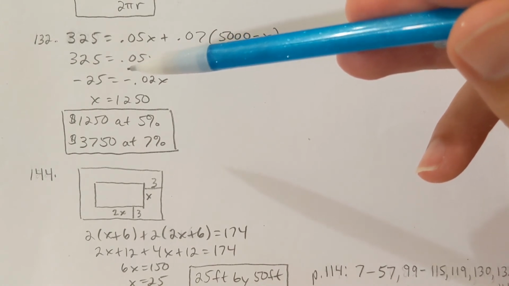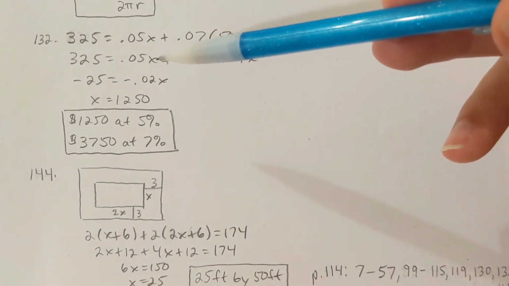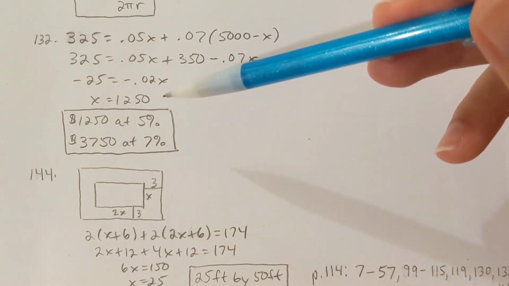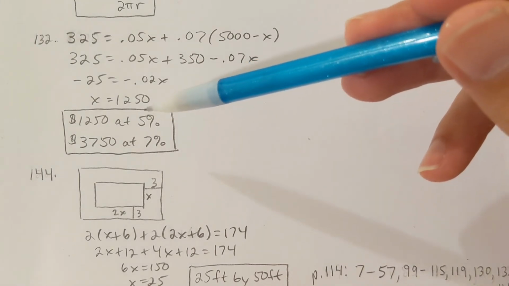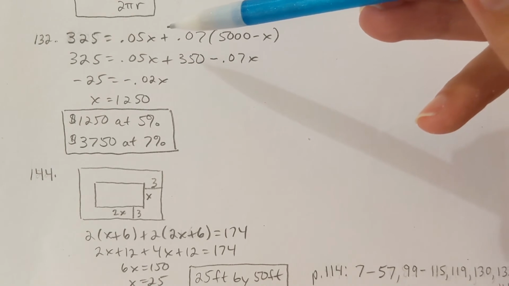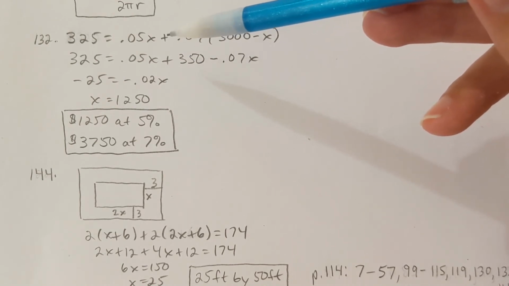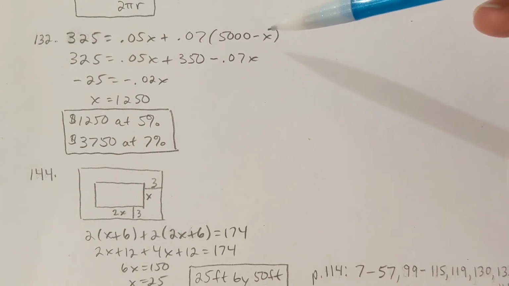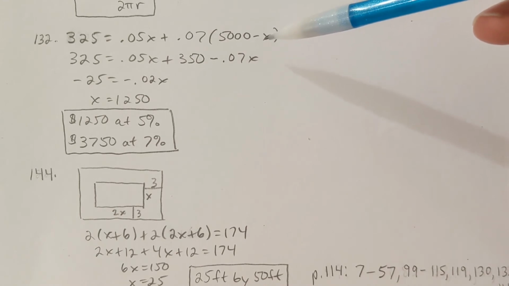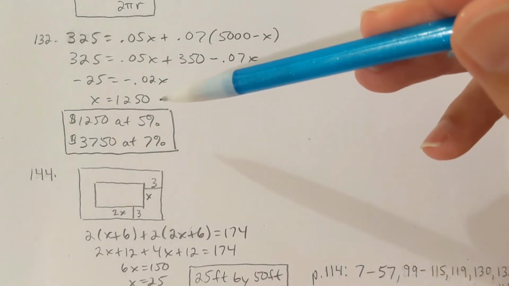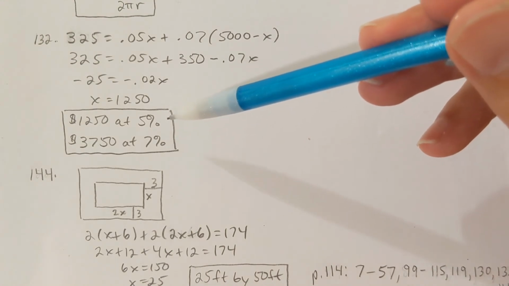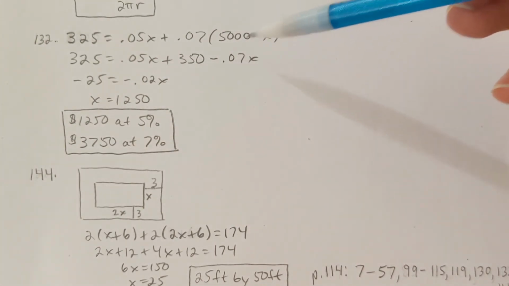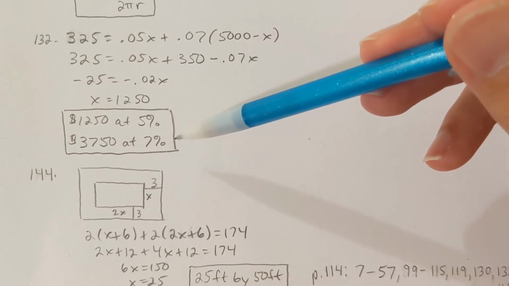x is equal to negative 25 divided by negative 0.02. Negative over negative is positive, and x is equal to $1,250. So x is the amount of money that was in the 5% rate. Now there's $5,000 total, so the rest of the money is in the 7% rate. It looks like there's $1,250 that was invested at 5% rate, and the rest of the $5,000 is invested at the 7% rate.